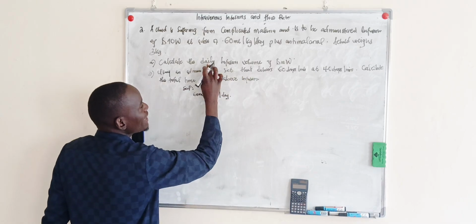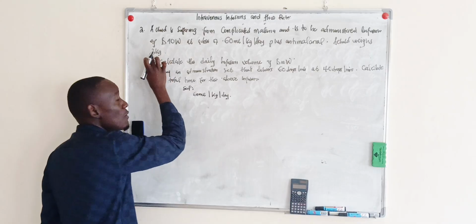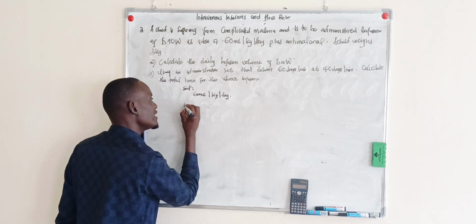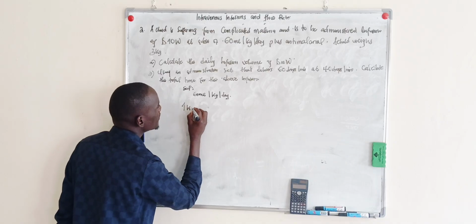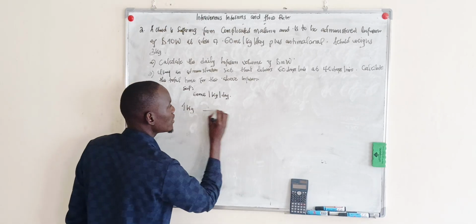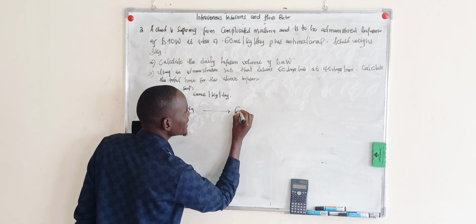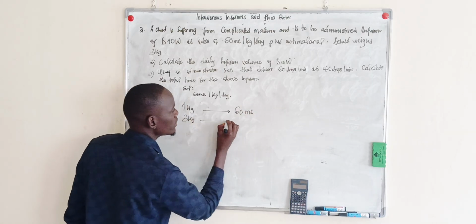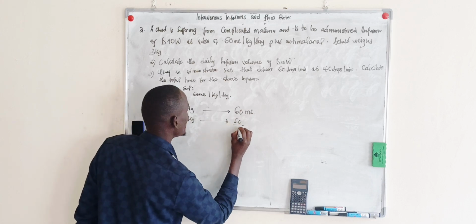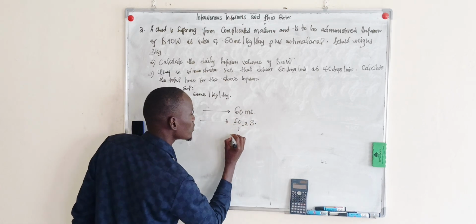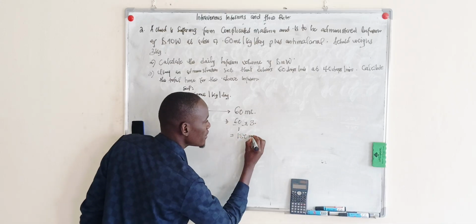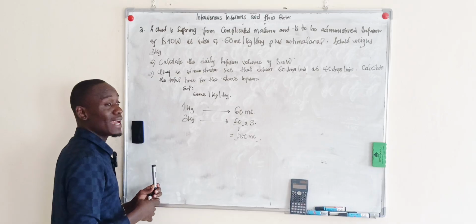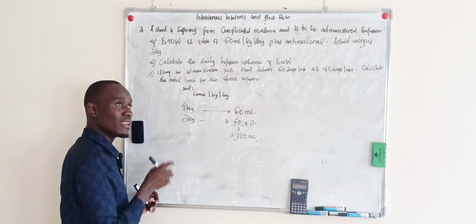But they want a daily dose. But remember, our child weighs 3 kilograms. So we shall say that if a 1 kilogram child receives 60 ml, how about a 3 kilogram child will receive 60 divided by 1 times 3, which gives you 180 ml. So the child will receive 180 ml of the infusion.